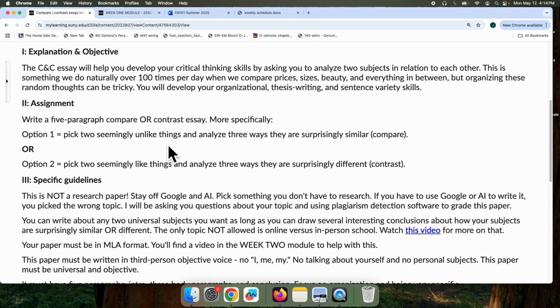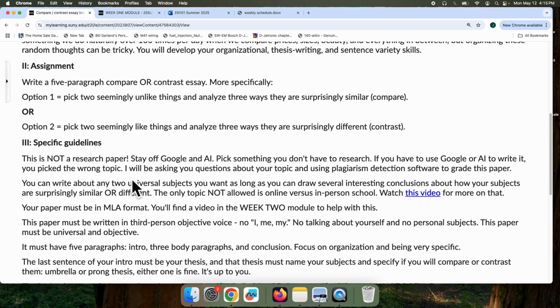So option one, you'll think deeply about something. We'll come up with that topic in a minute here or in the next couple of days. You pick your topic, and then you look at how two seemingly unlike things are surprisingly a lot more alike than the average person might know. Or another way to approach it, pick two seemingly like things, two things that people always confuse, and think very deeply about how they're actually surprisingly quite different in 3 specific ways. Now let's drill down on this a little more.